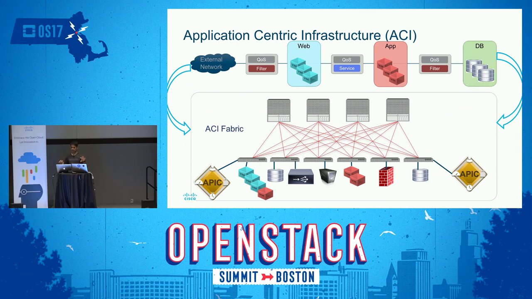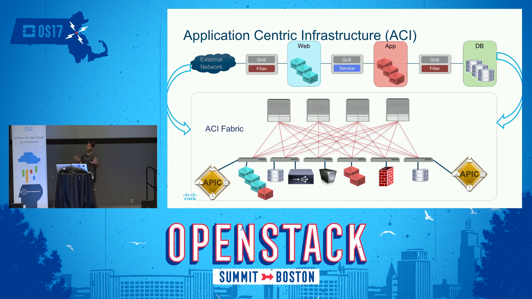So you group your applications into endpoint groups. You define those policies, and then you deploy it on this fabric, and the policies are enforced in the fabric itself, right? So you don't need anything else to enforce the policies. The top of rack switches and up-level spines and leaves and whatnot will do the actual enforcement. So this is what ACI provides.